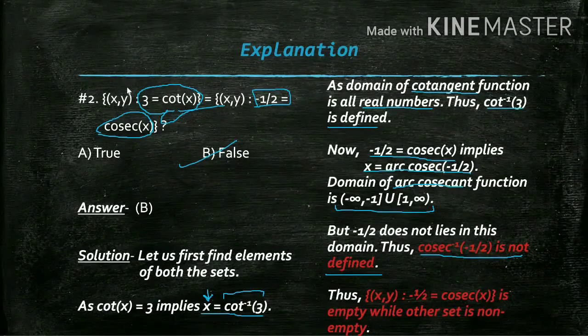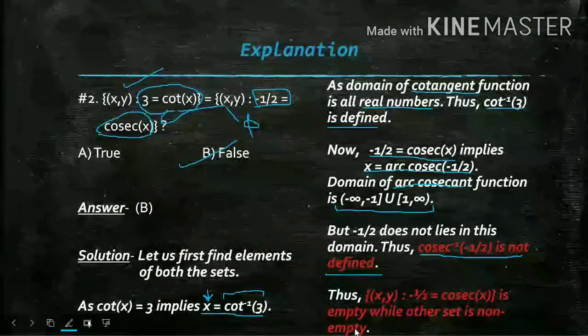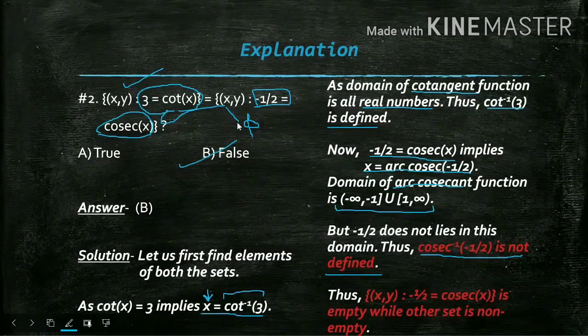So that means we can have elements in the first set, but for the second set, this definition is not defined. That means this is just the empty set. There is no point in the set. This is empty while the other set is not empty. So these can't be equal. Right now we don't know the elements in the first set, but we know there can be elements that satisfy this condition.